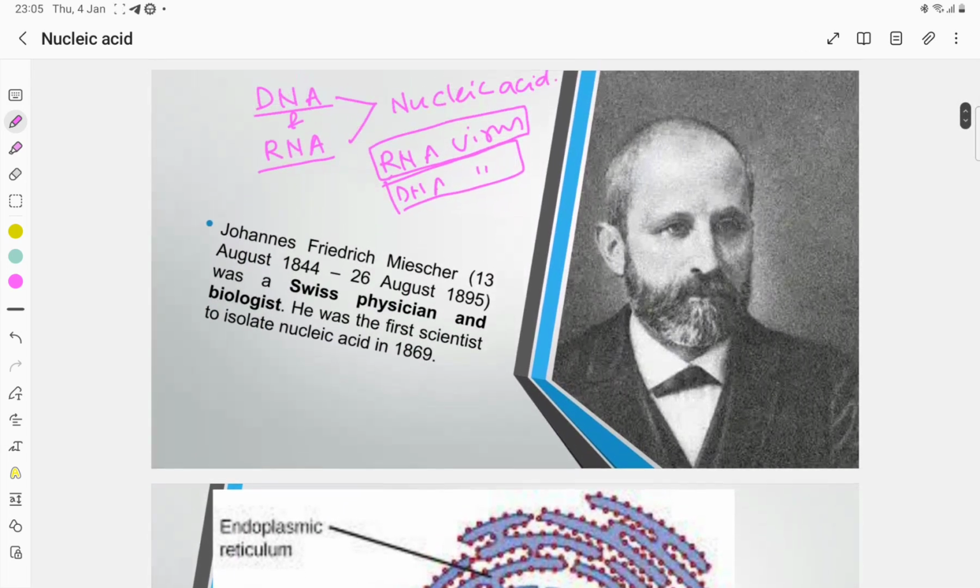Look at the picture of Johannes Friedrich Miescher, the Swiss physician and biologist who discovered nucleic acid. He was the first person who isolated nucleic acid from the cell, from the nucleus, in 1869.